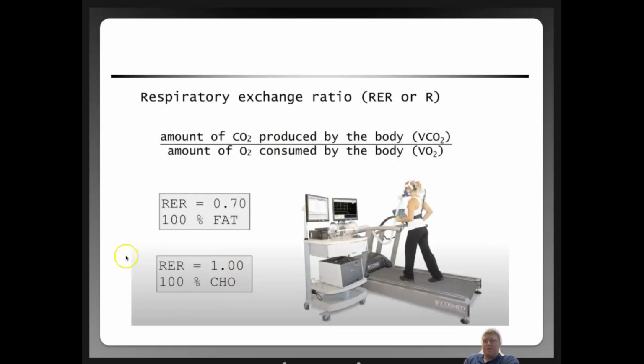So there's just some more of those numbers. An RER of 0.7 is 100% fat. An RER of 1.0 is going to be 100% carbohydrates. So that's where we can predict what your body is using at what number. And so we can use this with your VO2 max test to find what heart rate you need to be at to burn the most fat or to burn the most carbohydrates, depending on what you're training for. So it just depends. We can use all this together.